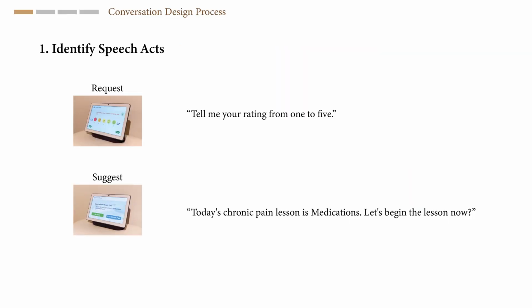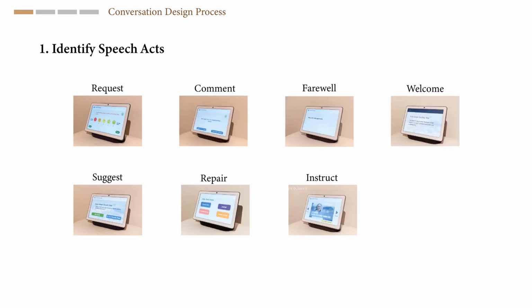First, for the conversation design, we start with identifying the repeated speech acts of the system's prompts. One example for the speech act request is "tell me a rating from 1 to 5" when the system asks users to rate their health conditions. Another example is suggest, saying "let's begin the lesson now" when the user enters the learning module. In total, we identified 7 common speech acts: request, comment, farewell, welcome, suggest, repair, and instruct.